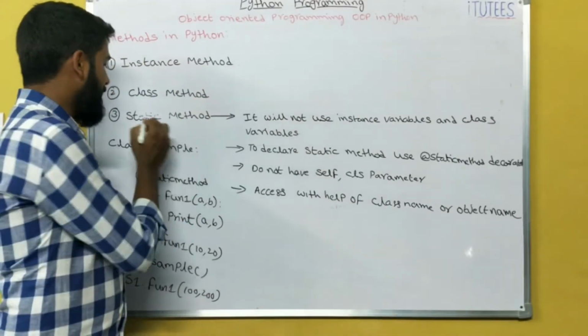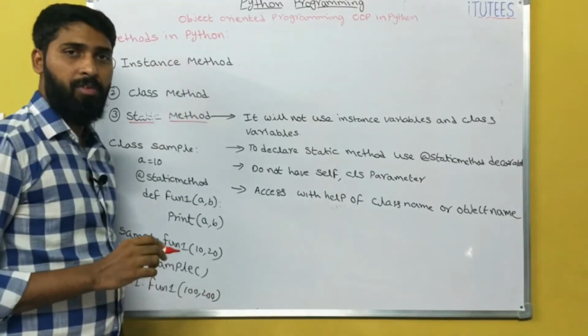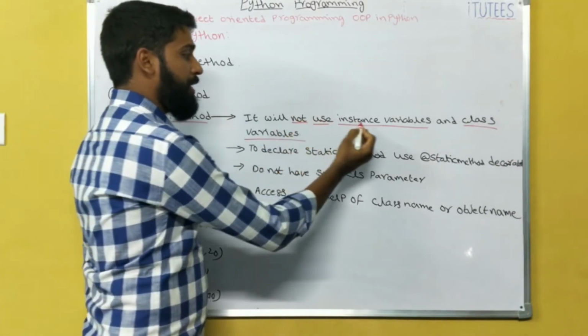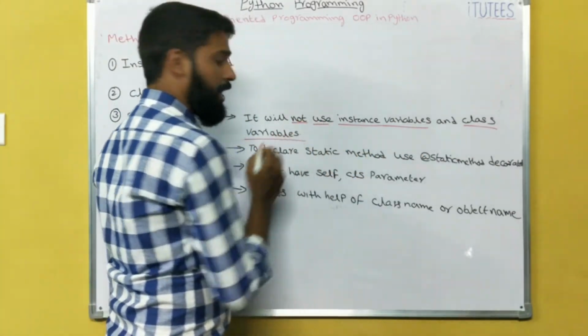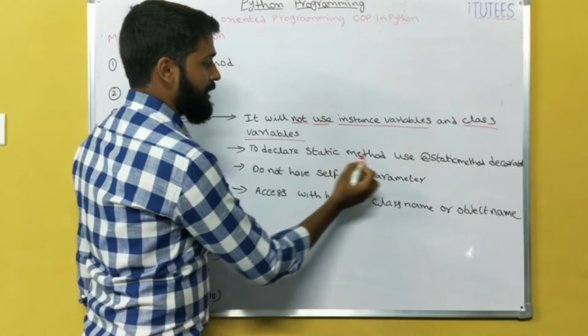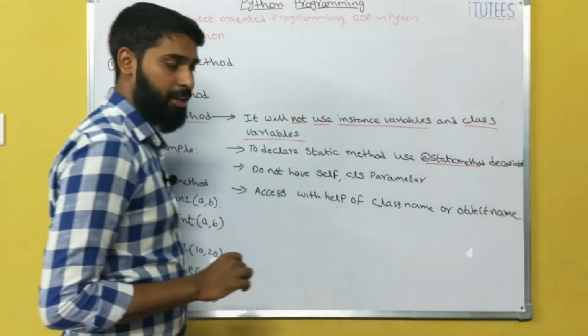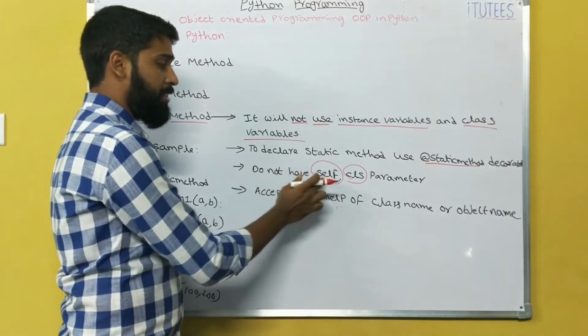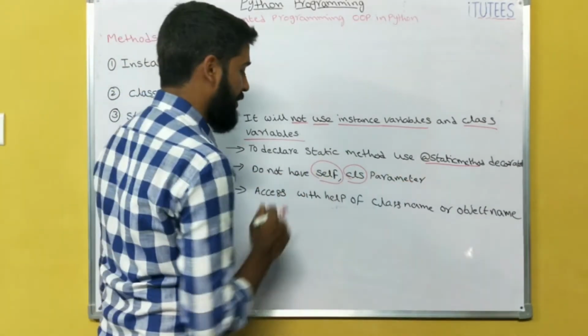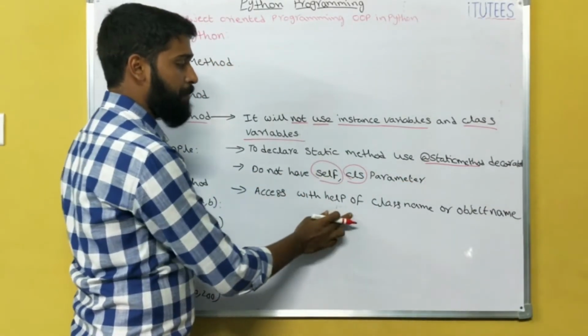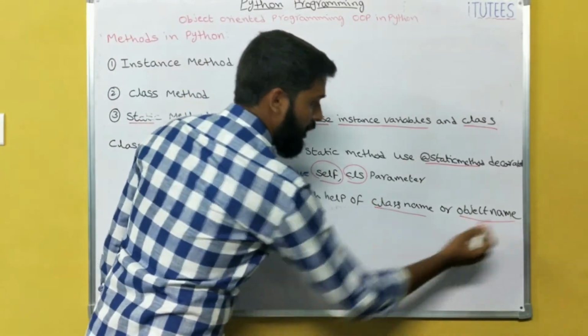The third one is static method. It will not use instance variables and class variables. To declare a static method, use the @staticmethod decorator. It doesn't have self or cls parameters. It is accessed with the help of class name or object name.